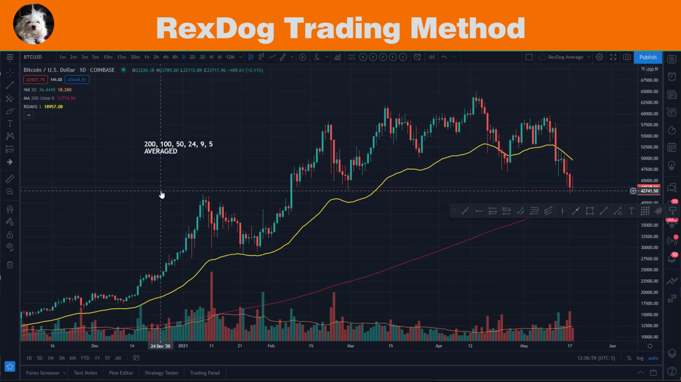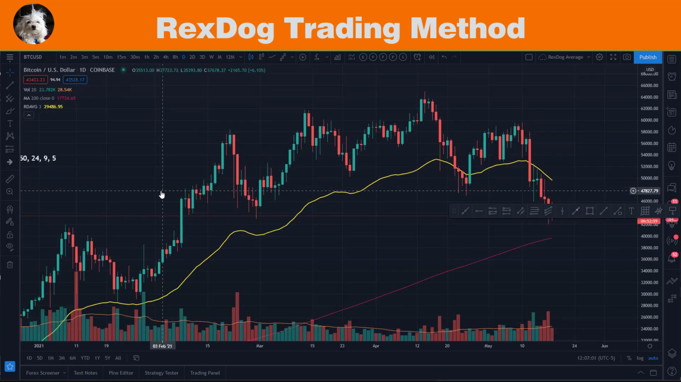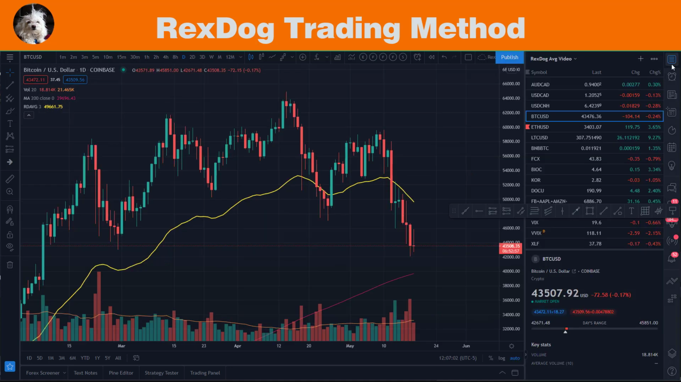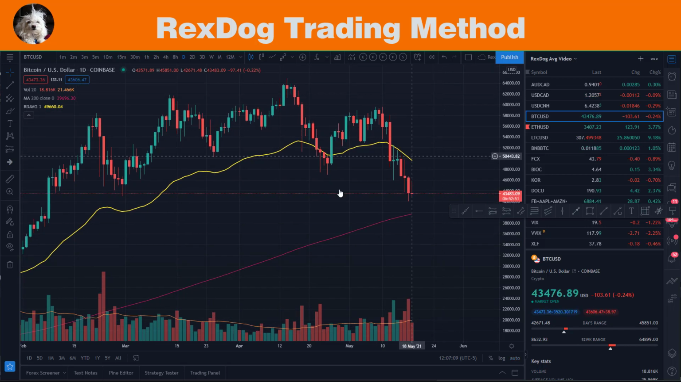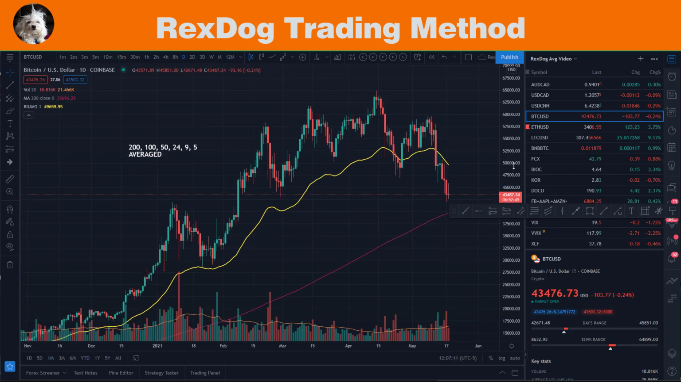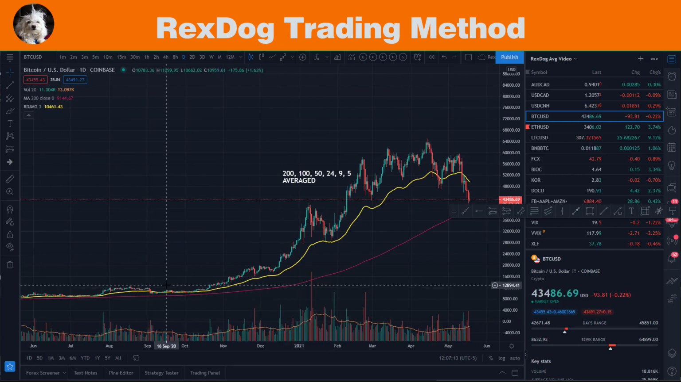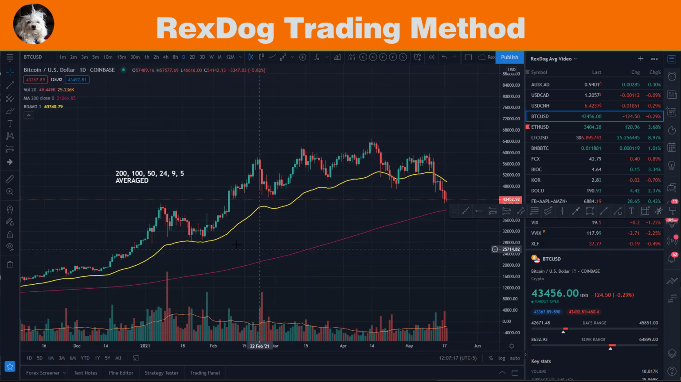What I'm going to do is go through many different markets. We're going to start on the daily time frame. So we're on the daily time frame. Bitcoin, as you can see, let's go back. It's pretty obvious if you look at the chart, but see how the RexDog average was checked in here back in January 21.